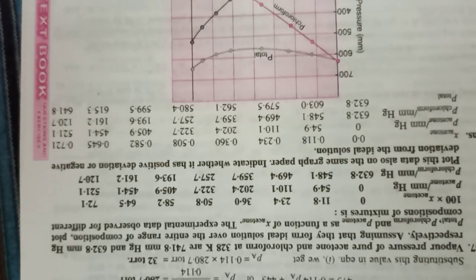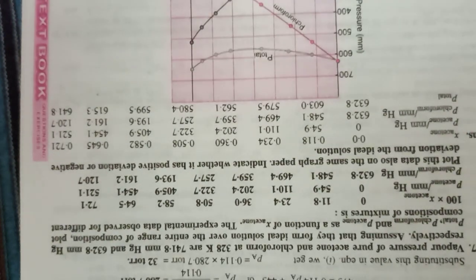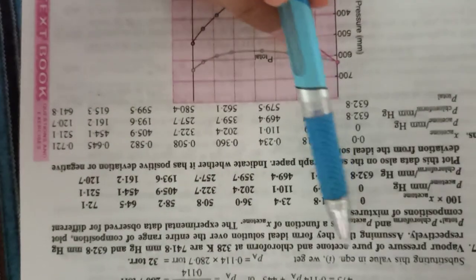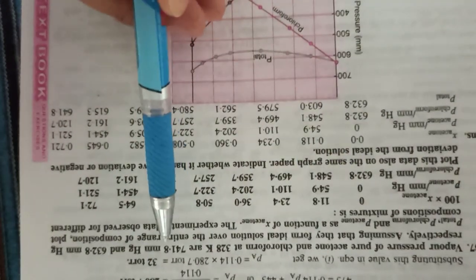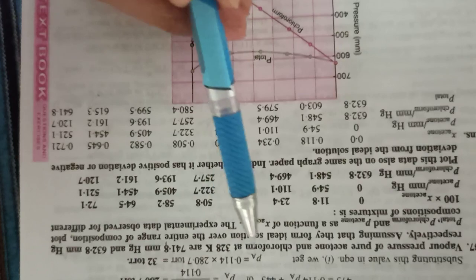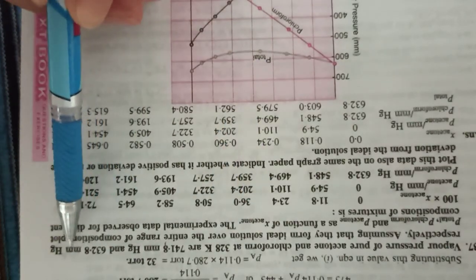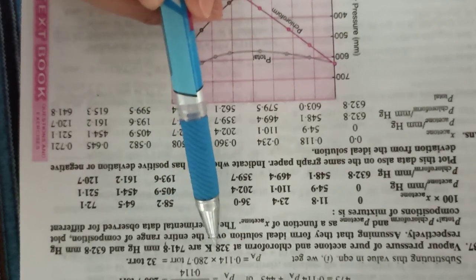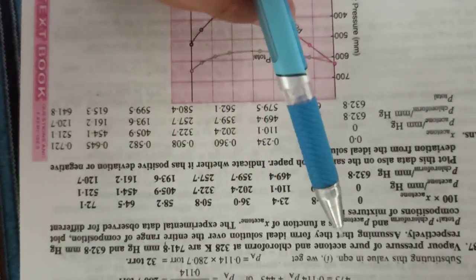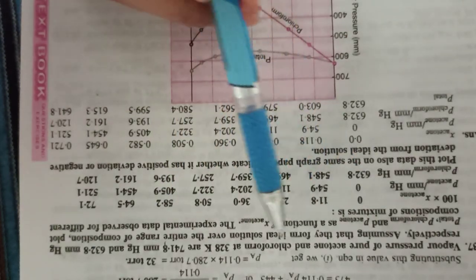Hi students, one question has been raised and this is NCERT question number 37, which is right before you. The vapor pressure of pure acetone is 741.8 mmHg and the vapor pressure of pure chloroform is 632.8 mmHg at 328 Kelvin respectively. Okay, so now assuming that they form an ideal solution.